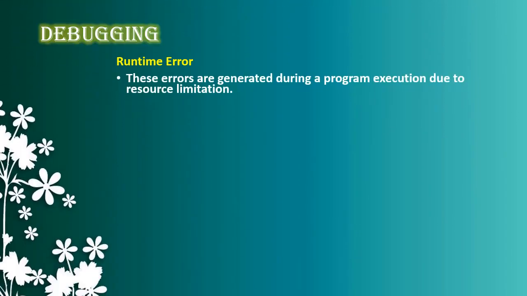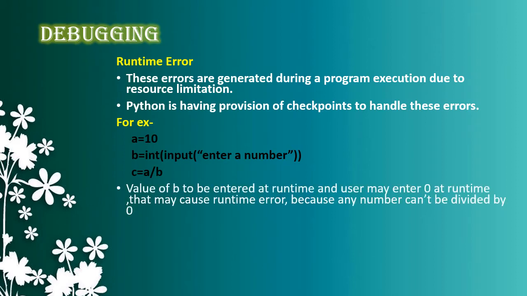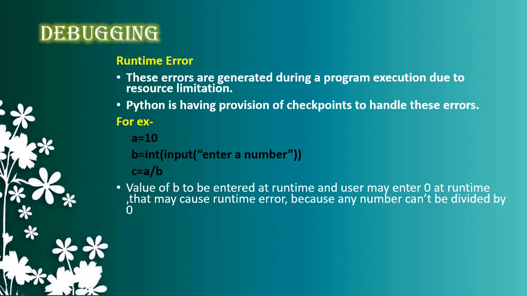And runtime error: while we are executing the program, the error occurs. That is a runtime error. For example, a equal to 10, and we are getting a value b at runtime, and we divide a by b and assign it to the value c. Suppose while we run the program dynamically, we give the value 0. It will give an error because any number can't be divided by 0. This is an error, that is a runtime error.